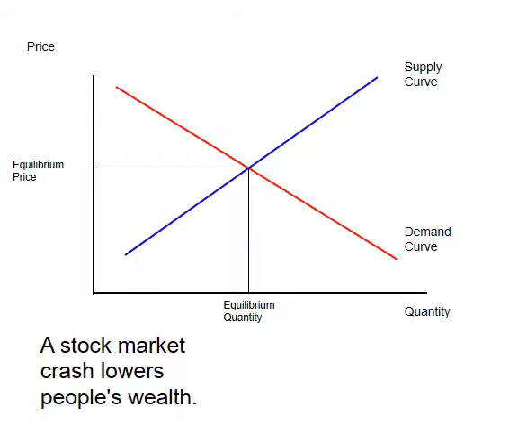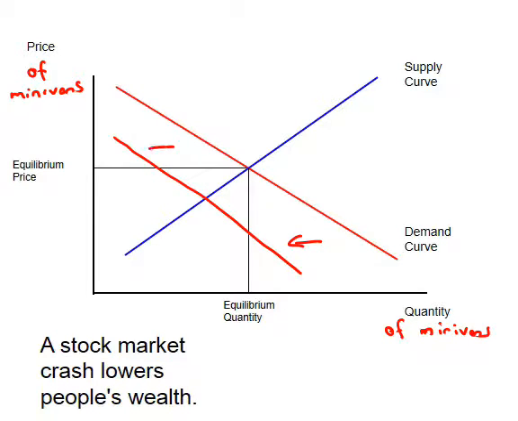A stock market crash lowers people's wealth. So people have less disposable income now, so they're able to buy fewer goods. So again, tracking minivans, quantity of minivans and price of minivans. So now the demand curve will have decreased, having shifted to the left. And it would make sense if it's less in demand that the price for the good has decreased, and so has the quantity demanded.